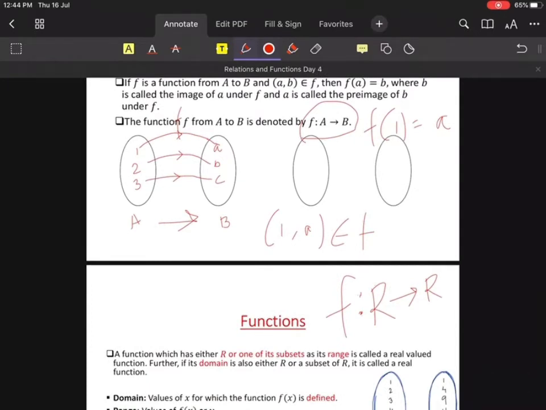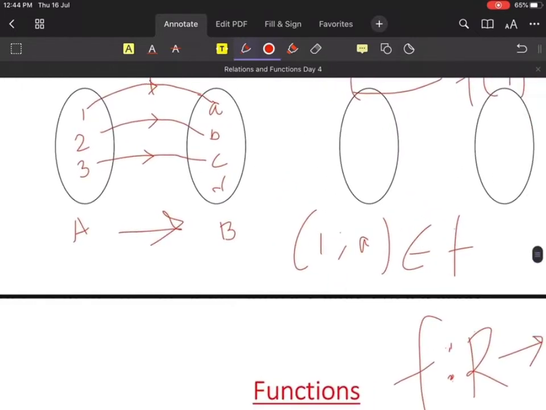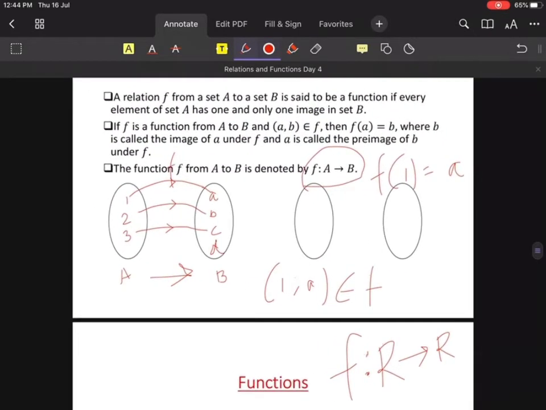And real numbers means what? Here we are doing A to B, right? Yes or no? Where A is the domain, and where set B is, look here. One thing I can tell you. Can anybody tell me, is this one a function or not? 1, 2, 3, A, B, C, D. Is this one a function or not?